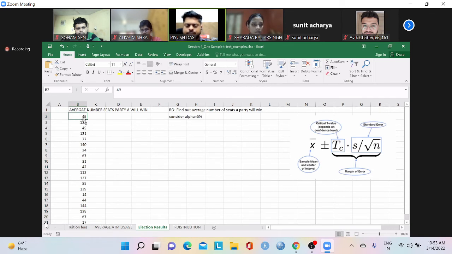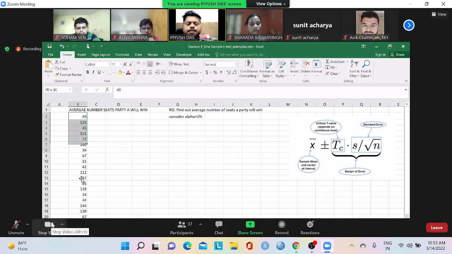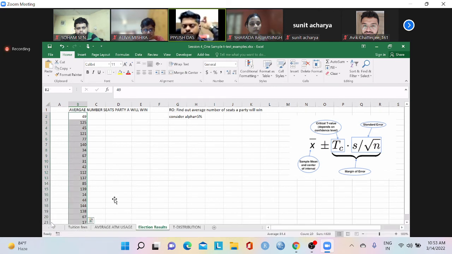across different districts in Odisha. In one district, the average number I got was 49 respondents who are going to vote for that party. Another district, 125. Like that, I've collected data from 20 different districts.